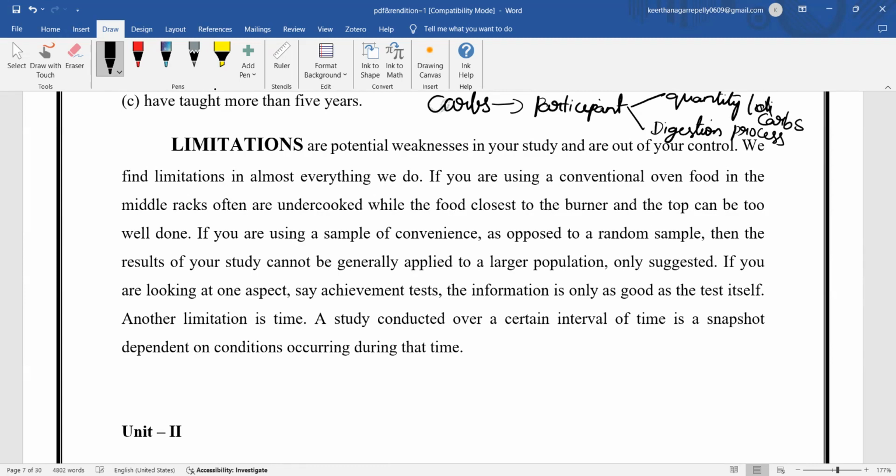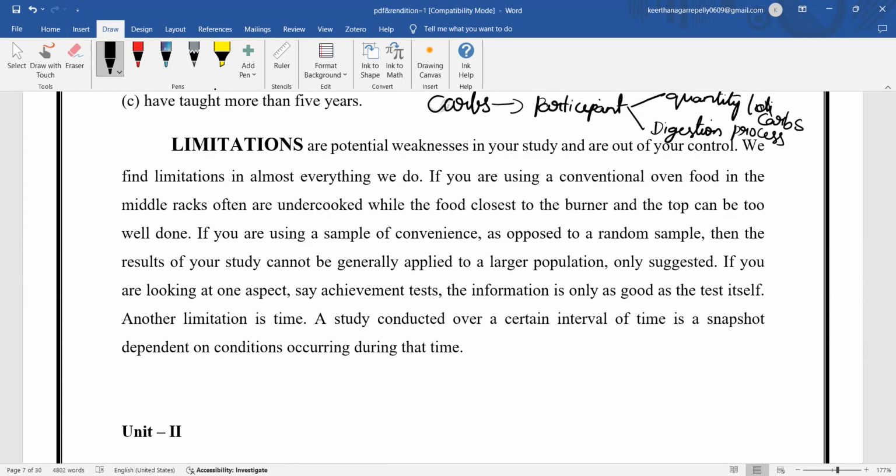Now, the quantity of the carbs comes under delimitations. You can control whether you're going to give 100 grams, 200 grams, or 500 grams of carbohydrate. That depends upon the researcher; it is controlled by the researcher. Now the digestion process is considered a limitation.